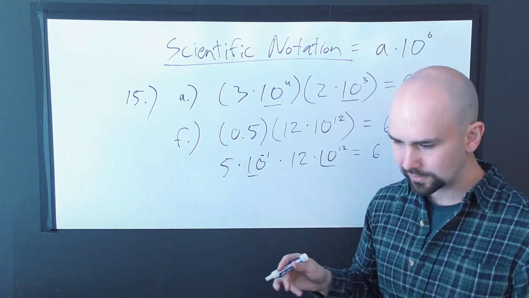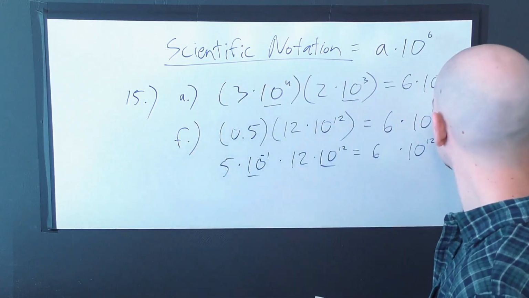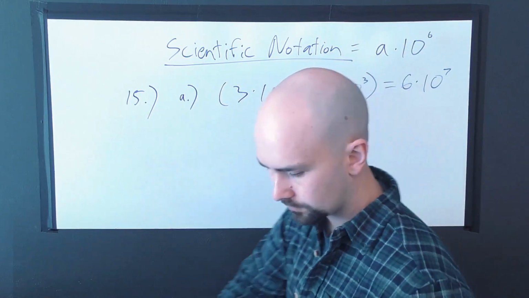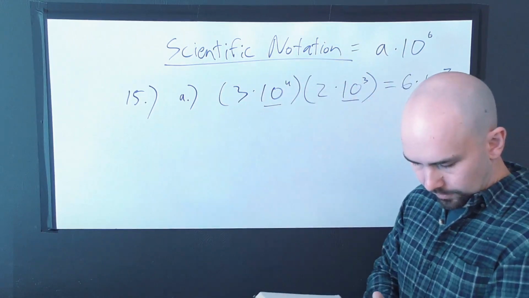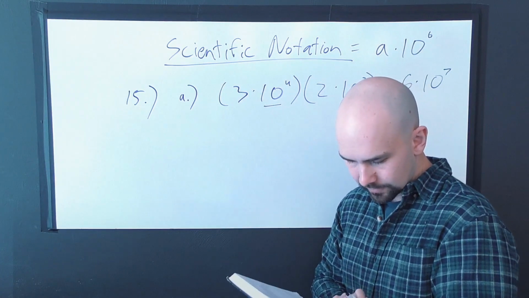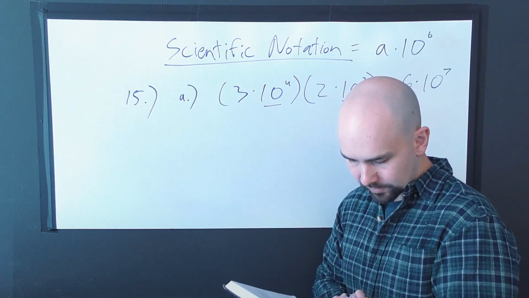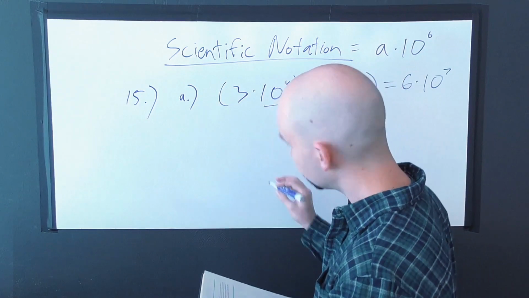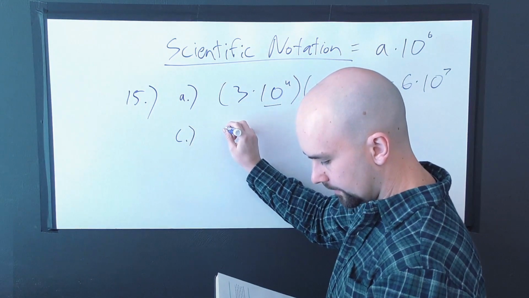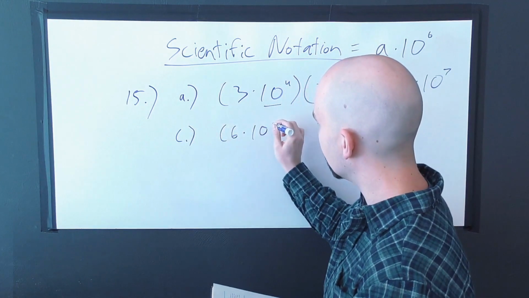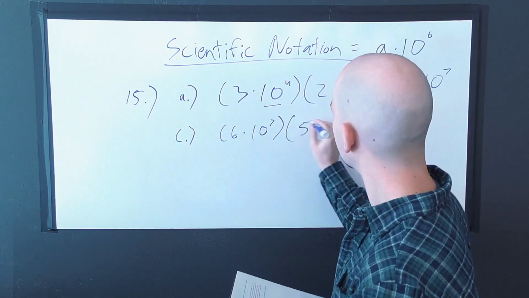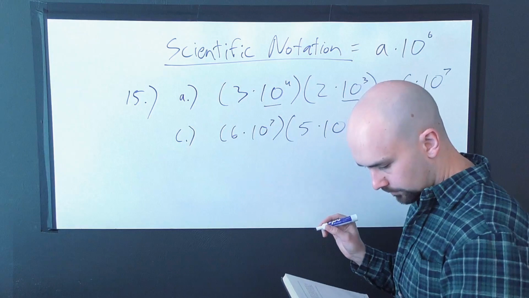All right, one last of this type of problem. I'm going to do, let's see, I think I'll do C. All right, so C is 6 times 10 to the power of 7 and 5 times 10 to the power of 2.